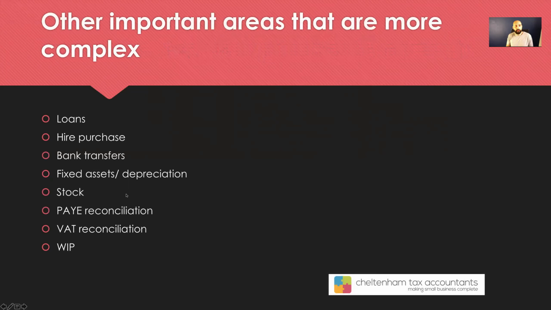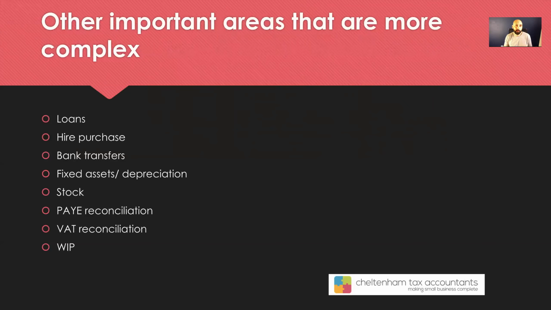Okay, so they're the three main checks and balances. You've got your bank account, you've got to check your sales, check your purchases. If you are a VAT registered business and you also have staff, then you can see from this screen there's some checks you can do around your PAYE account, around your VAT account. If you've got loans, there's certain things you can do to make sure your loans are being allocated properly. Same with hire purchases, same principle as loans.